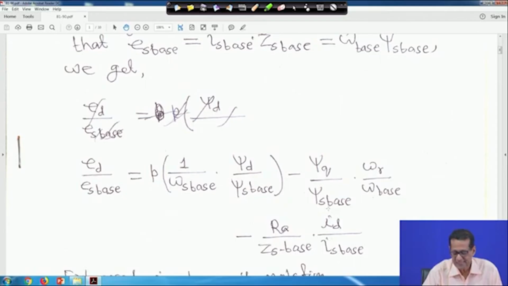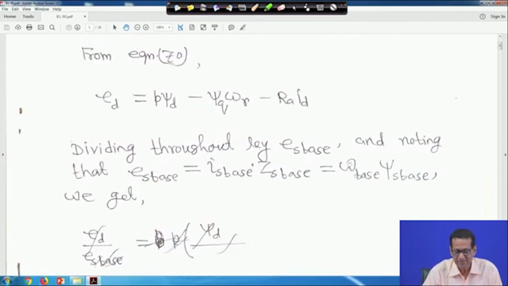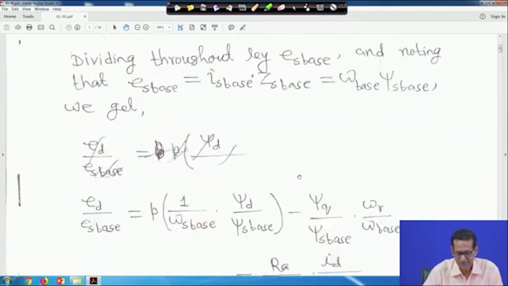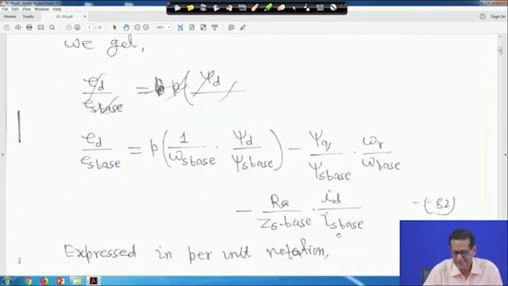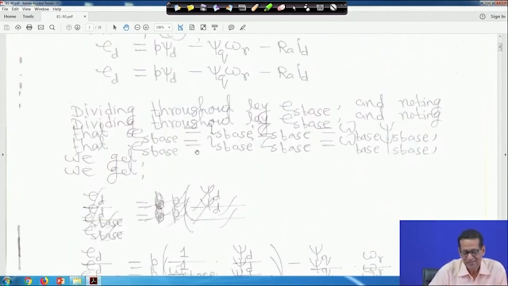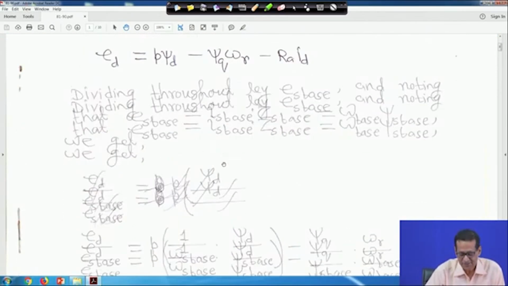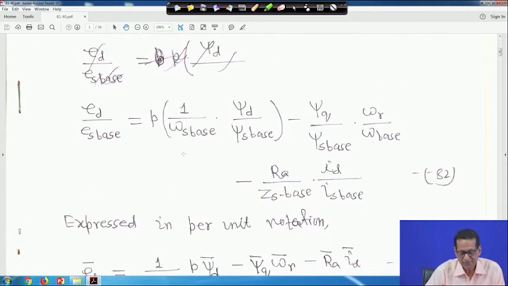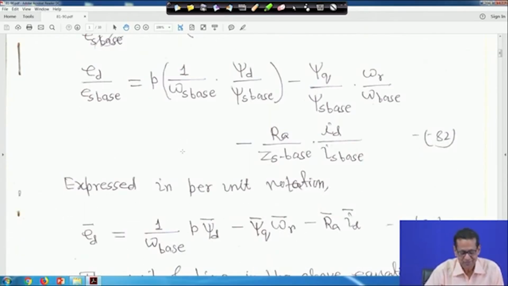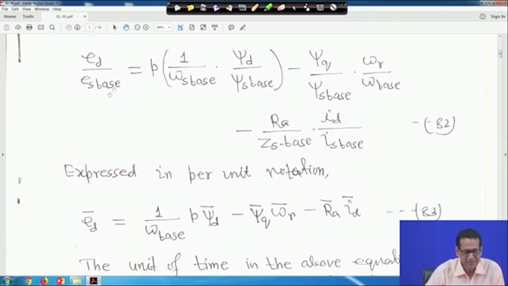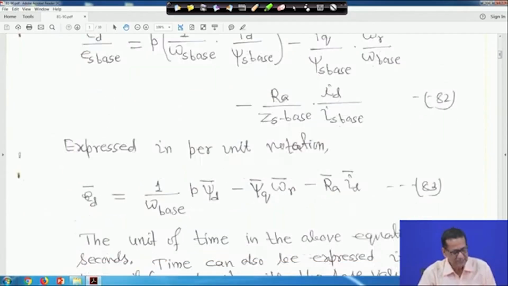For the second term, psi q omega s, here also we are making psi s base omega s base, and the last term is the voltage drop RAID, right. What we are doing is making it Zs base Is base, because Es base is equal to Zs base times Is base. So this term also over Es base, and we have to make it per unit form using this relationship. With this, we will see that Ed upon Es base is per unit, so we make it Ed bar.